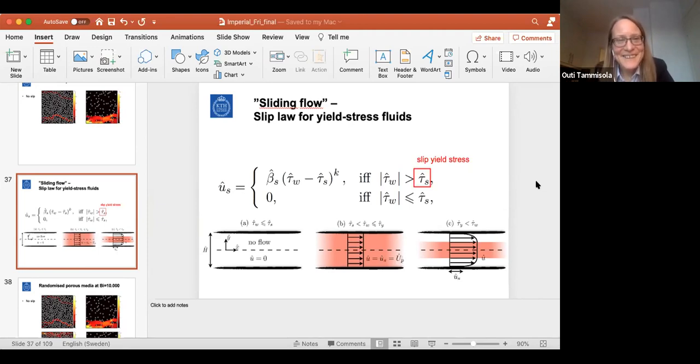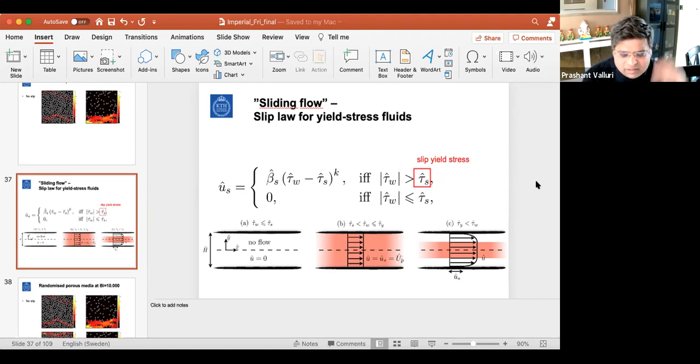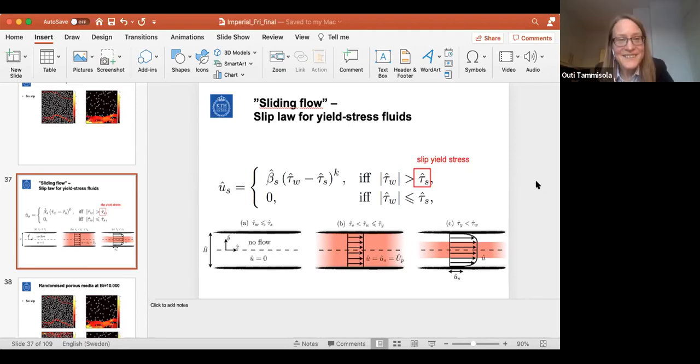So Outi, am I correct in suspecting that if I choose another slip yield stress, does that actually increase the channeling?